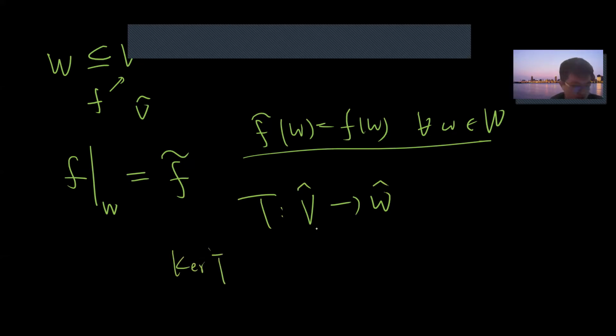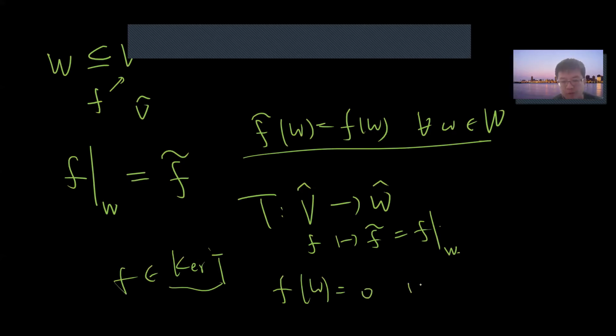What's the kernel of T? This map is just a restriction. So if f is mapped into V dual, basically it's f restricted to W. What's the kernel? This is the restriction map, right? So if an element is inside the kernel, that means f(w) is 0 for w in W, which by definition is the annihilator, right? So the kernel of T is exactly A(W). So this is a definition.